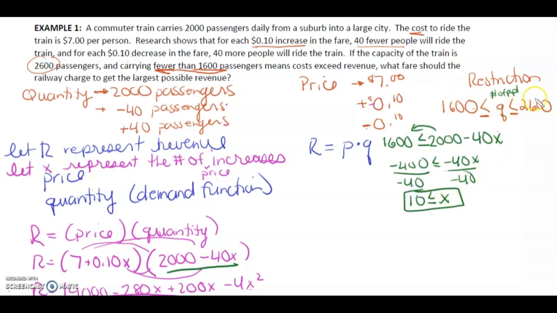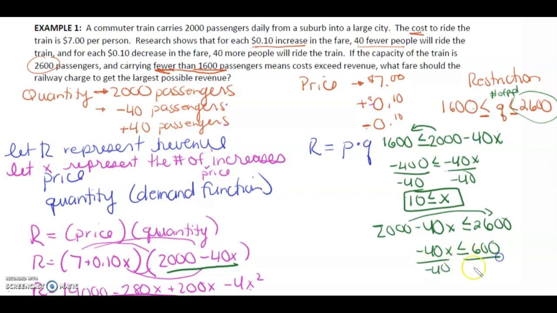Okay, so now let's convert the 2,600. So again, the quantity is less than or equal to 2,600. So the quantity is 2,000 minus 40x again, and then less than or equal to 2,600. So let's bring the 2,000 over. We get negative 40x is less than or equal to 600. And then we can divide both sides by negative 40. And we get x is less than or equal to 15, negative 15.